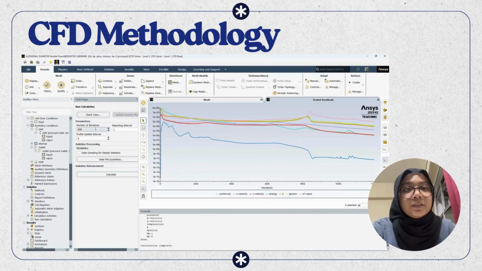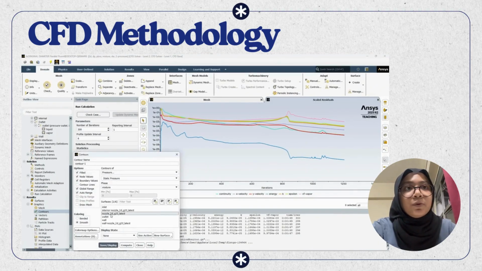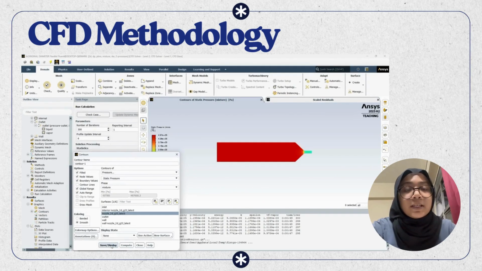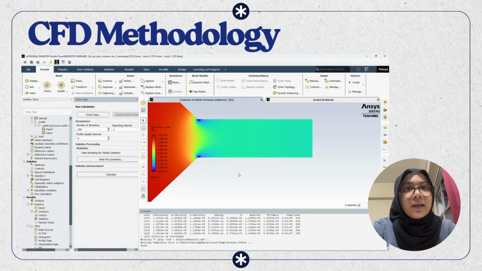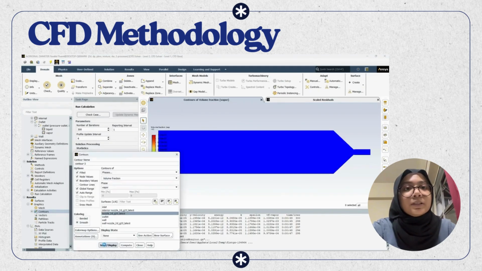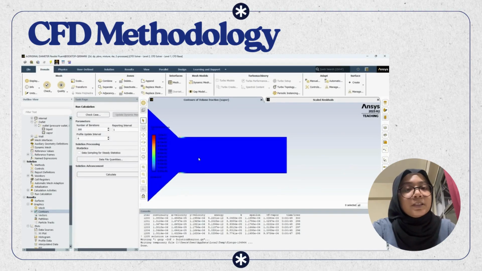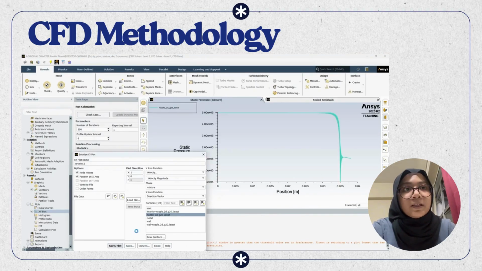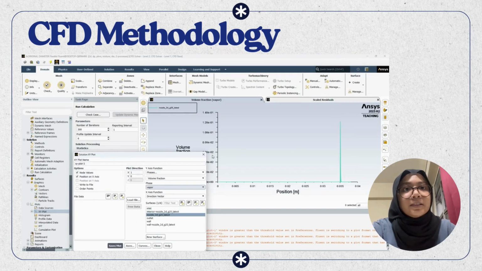Finally, the simulation results were imported into CFD-Post for processing. 3 contour plots were generated for static pressure, velocity magnitude, and vapor volume fraction. In addition, a center line was created along the nozzle axis to extract pressure, velocity, and vapor volume fraction profiles for comparison between the 3 nozzle designs.